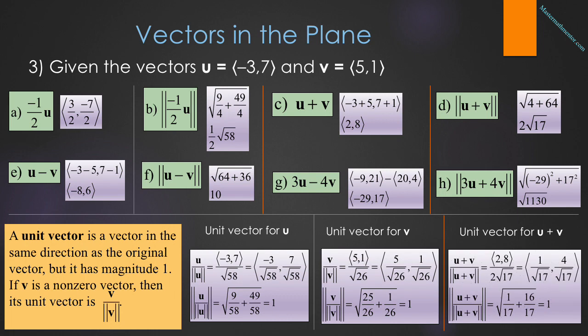Finally, we want the unit vector for u plus v. U plus v was calculated in part C above as the vector 2, 8, and we divide it by its magnitude, which was part D, 2 square root of 17. So we get the vector 1 over the square root of 17, 4 over the square root of 17. When we take the magnitude of that vector, we get the square root of 1/17 plus 16/17, which is 1.